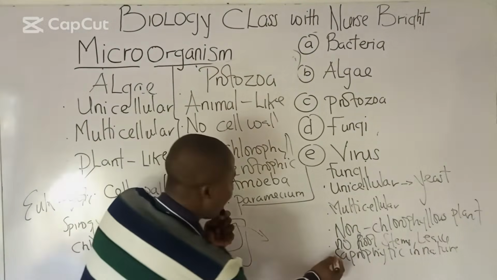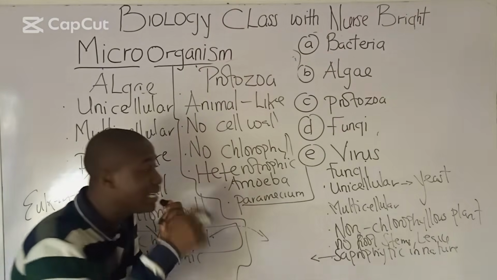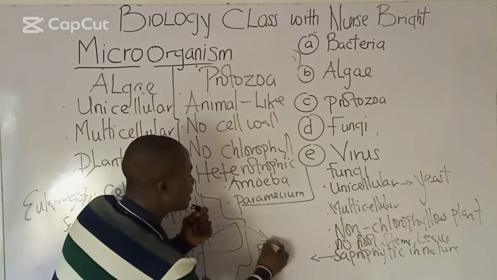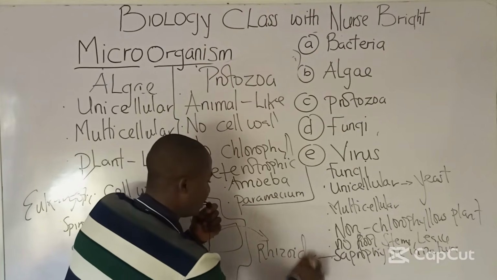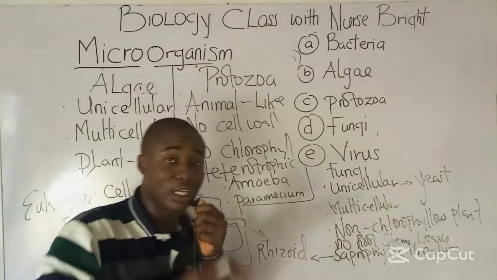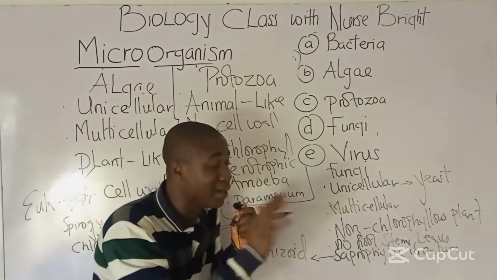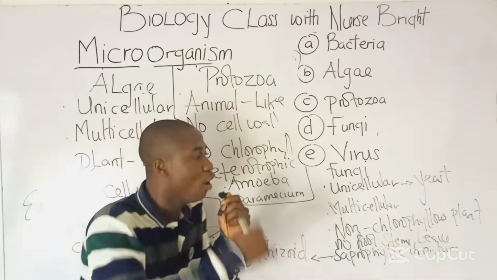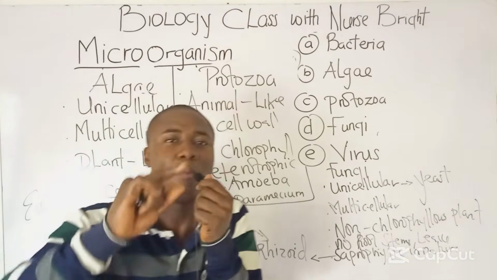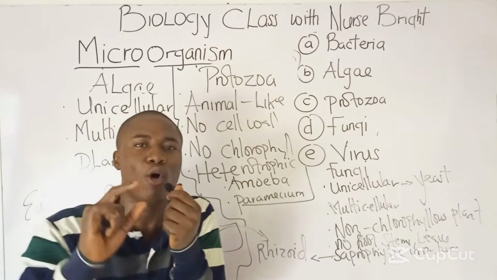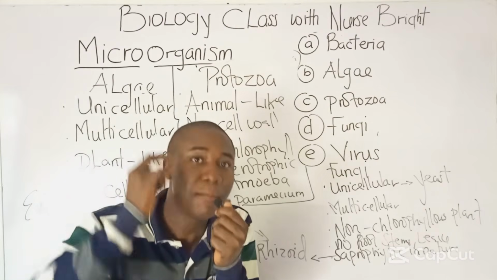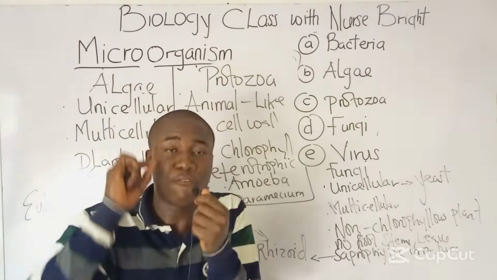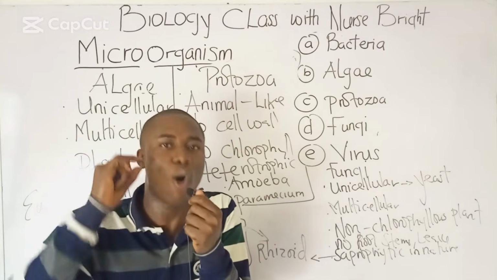This must be noted. The structure that this set of fungi uses to feed on dead decaying matter is called the rhizoid. Remember I said that for this set of organisms called fungi to be saprophytic, it means they feed on dead decaying matter. So all this must be noted about the fungi as a group of microorganisms.